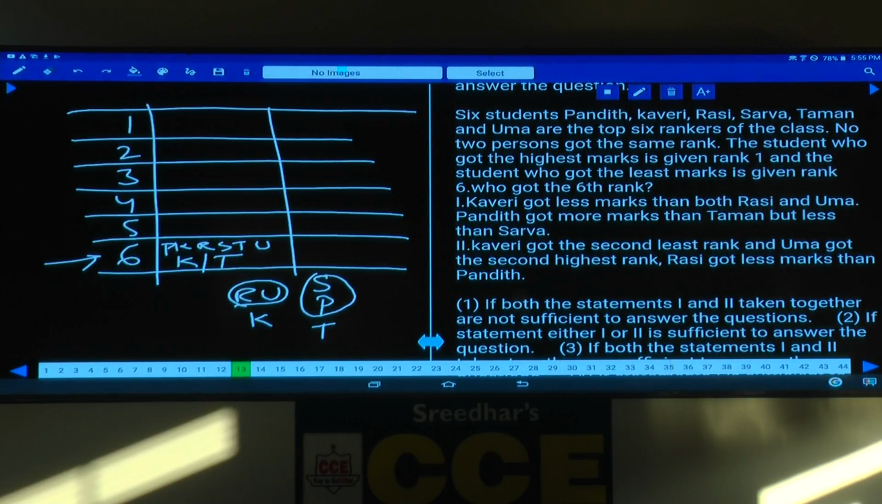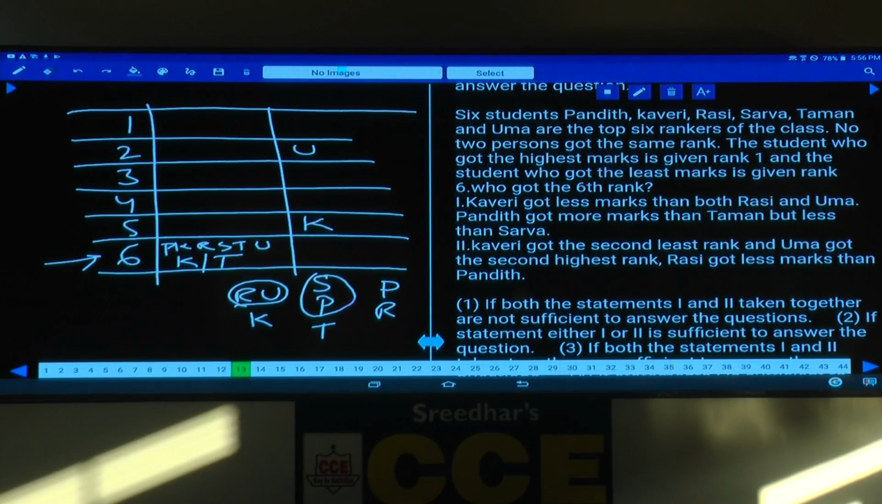Then what about the next one here? K got the second least rank. As K got the second least rank, what should be the position of this K? K at this place. And U got the second highest, U will be here. And R got less marks than P. This is the information we have.